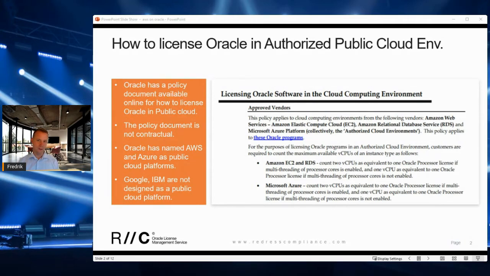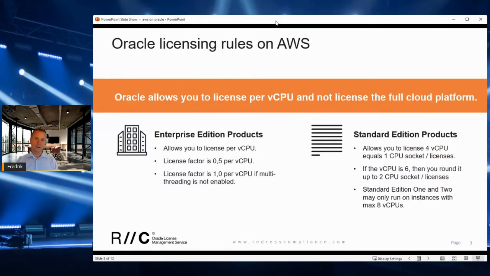This document is not contractual. It's listed at the bottom of the document that the document is only for educational purposes. It only applies for AWS and Azure. No other public cloud vendor is listed. If you want to license Oracle on IBM or Google, you need to follow the same licensing rights that exist for on-premise licensing. What is Oracle saying about how to license Oracle in AWS?